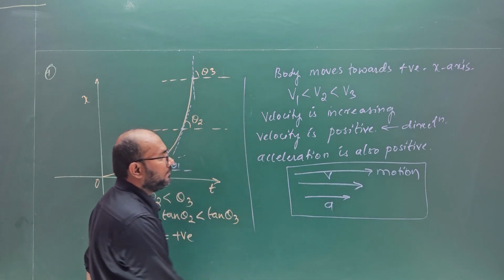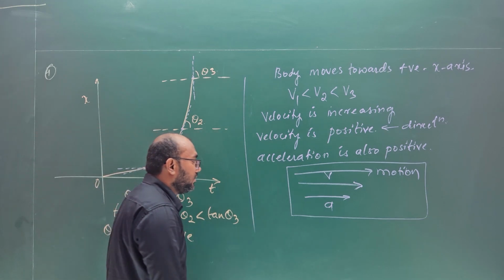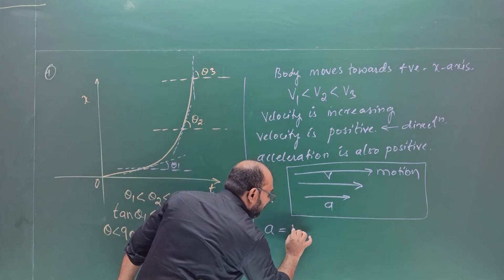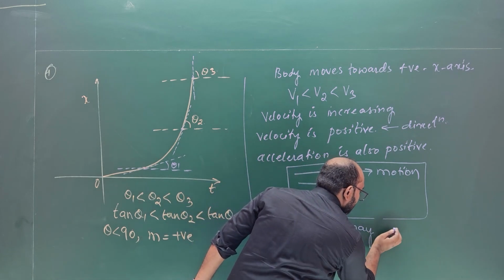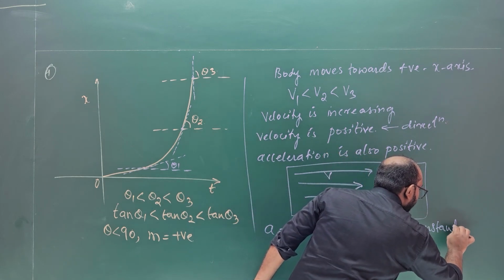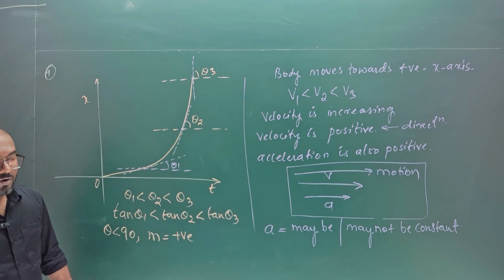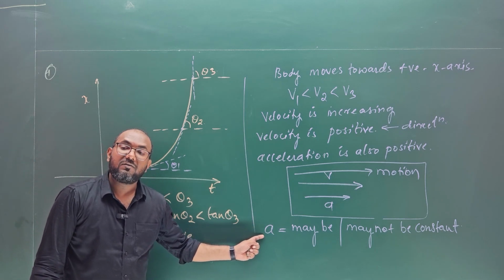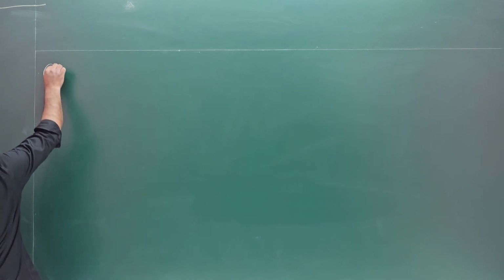Acha, one more thing. Can we say that this acceleration is constant? Maybe variable. Yes. So we cannot say over here that acceleration may or may not be constant. So we cannot say whether acceleration is constant or not just by seeing the x-t graph. To say whether it is constant or not, we have to follow the v-t graph. Okay, right on.